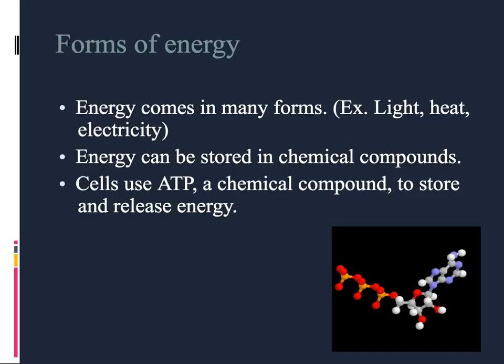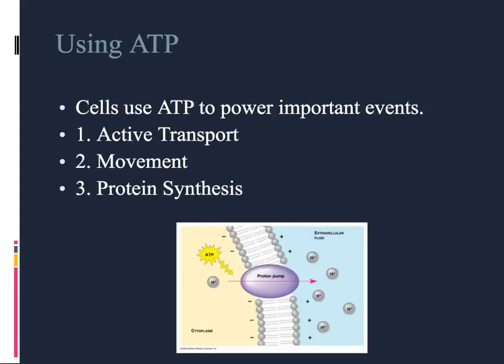There's a special chemical compound that our cells use called ATP. ATP is one of those compounds that can store and also release energy. So, to give you a better idea of how ATP is useful for our cells, there are three important events that ATP powers or gives energy towards.